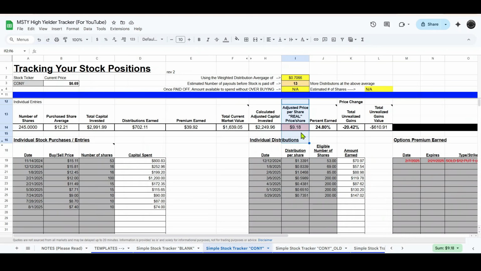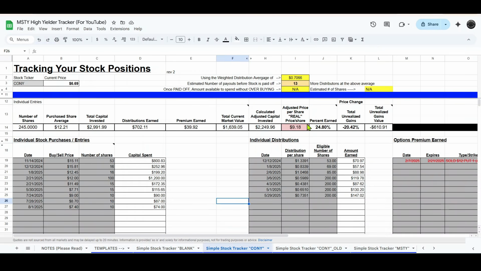Because at $9.18, above the current price, it's going to benefit me to buy. And that's why I need to make sure that I'm updating these sheets, because it helps me to know if it's a good buy time. So that's my 2 purchases in CONY.